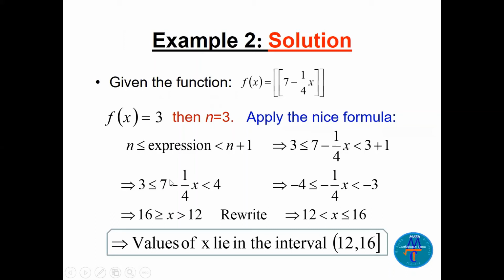Now, we go back, this one to a compound inequality. We need to solve it. So we subtract 7 from all parts, minus 7, minus 7, minus 7. And then we multiply by minus 4, because we need x, remember, to change the signs. Then rewrite it, x greater than 12, less than or equal to 16. This is the x value, open 12 to closed 16. This interval will give us the image n equals 3.